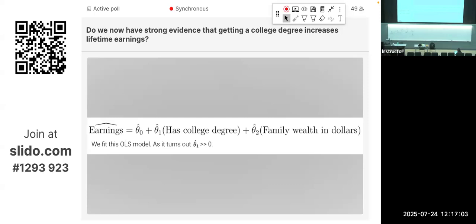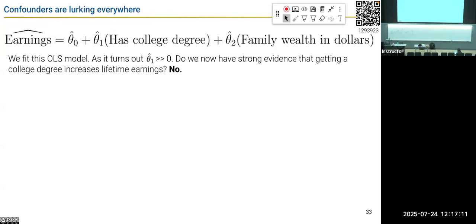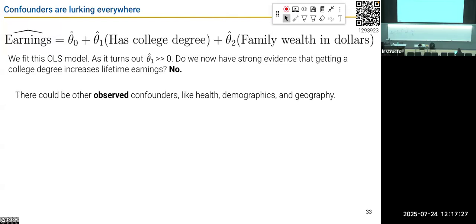Okay, so let's see what people think. Relatively 50-50 again. So this is the same argument. Now that we have accounted for family wealth, there could be something else. There could be other confounders that contribute to increased lifetime earnings that are associated with having a college degree. There are other confounders that are observable, things like health, demographics, geography, that would contribute to higher or lower lifetime earnings.